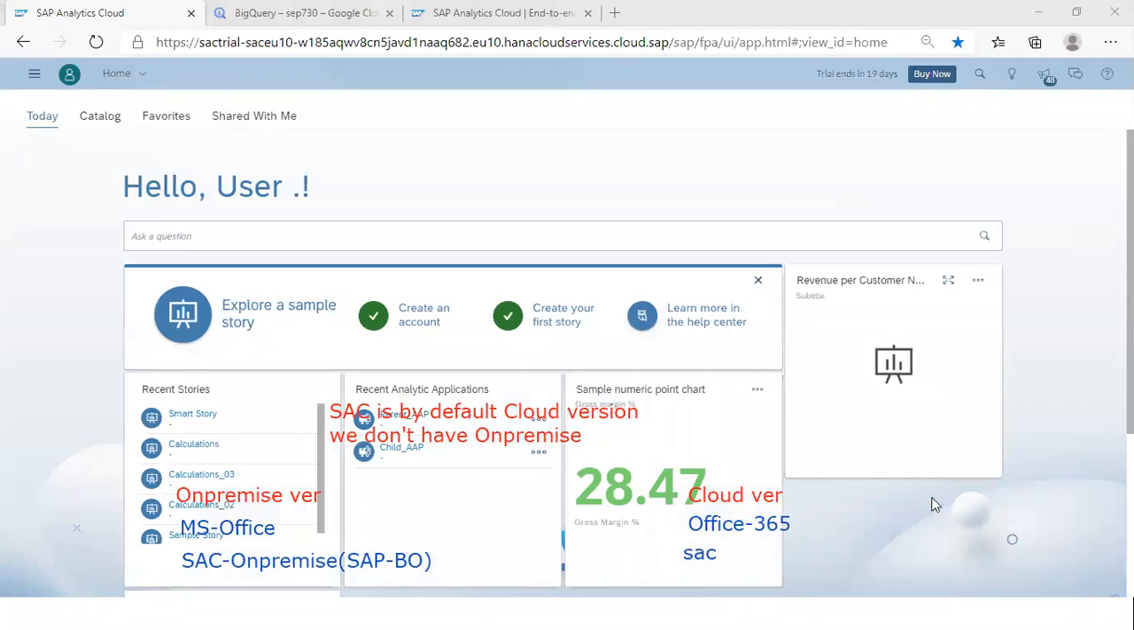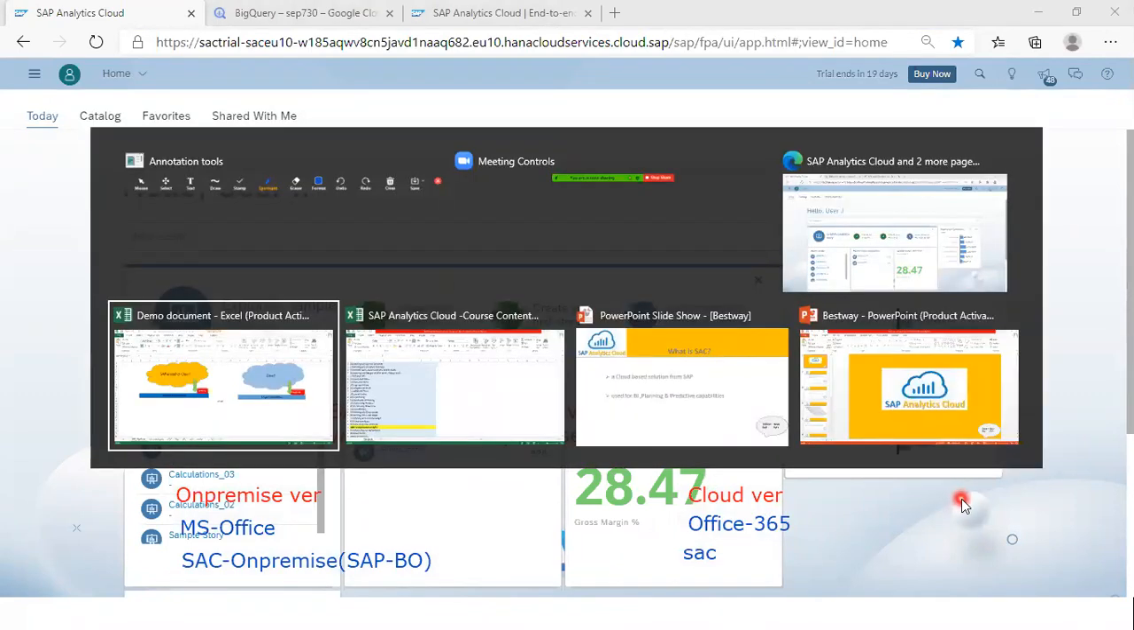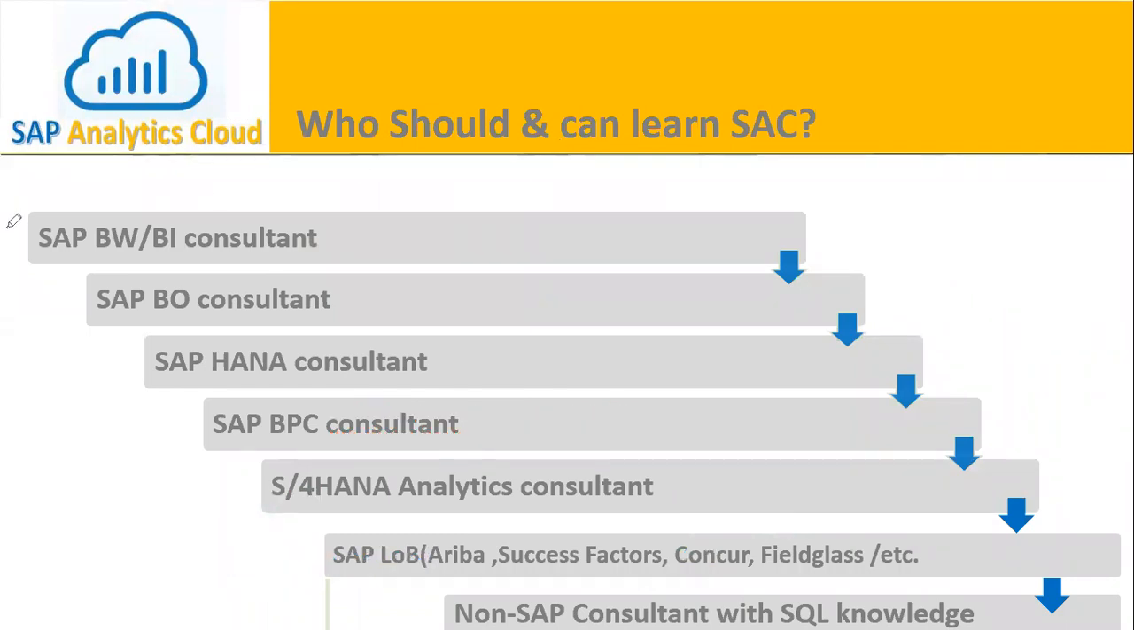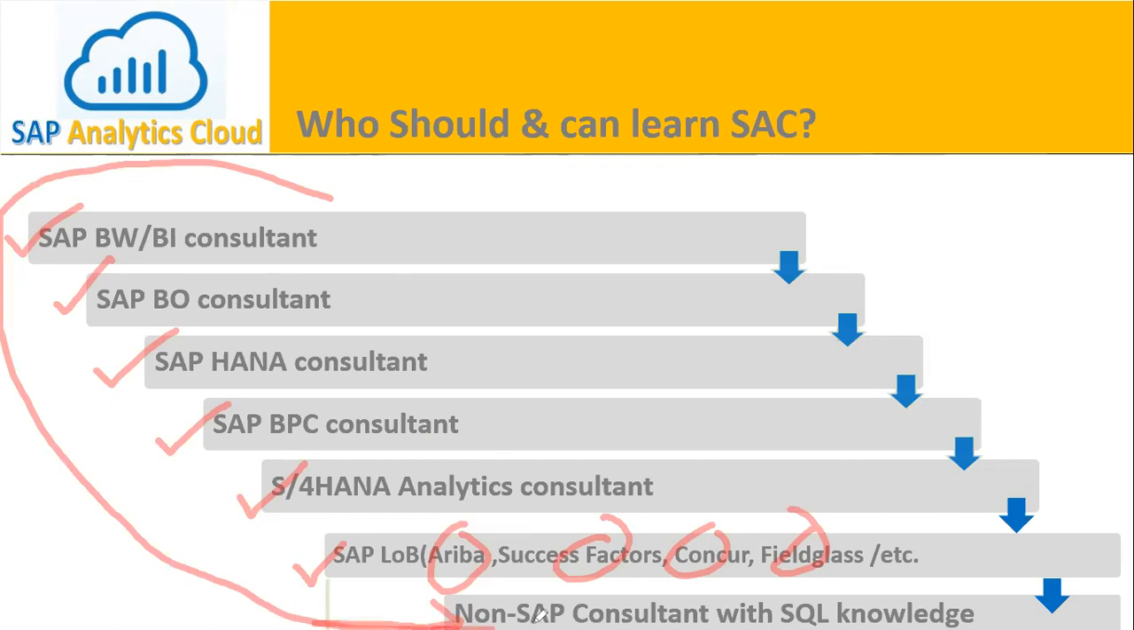If you're fine and there are no questions, let's move on to one more area. Who are the right persons, who should be learning this, and what are the projects currently going on? Starting with the BW consultant, followed by the BO, HANA, BPC, and S/4HANA analytics consultants, or for example the ABAP consultant. Line of business solutions can be Ariba, SuccessFactors, Concur, Fieldglass, and non-SAP consultants with SQL knowledge. You can also get into SAP Analytics Cloud and start learning, upgrading, or implementation.